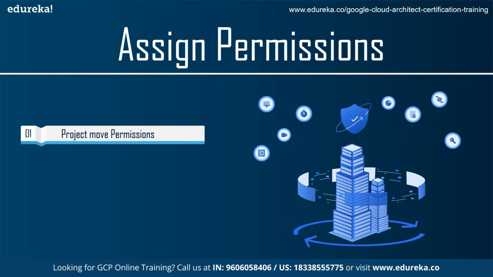So the first is project move permission. So on the project resource that you want to move and its parent resource, you need the project mover role, or another role that includes the following permissions for the V1 Resource Manager API. So the permission required for the resource you are moving is resourcemanager.projects.update. And the permission required for the parent resource will be resourcemanager.projects.move.